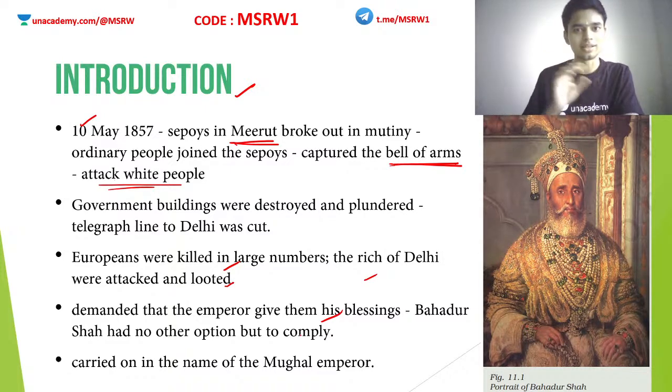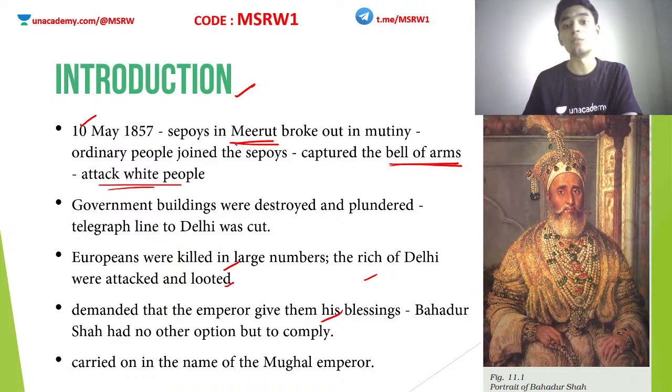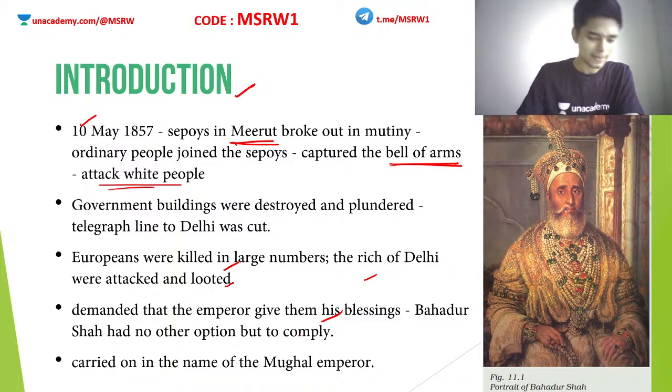It wasn't started by the Mughal rulers or their descendants at all. It was started by the Sepoys in Meerut. Later on, more of the public joined this revolt. But eventually, the Mughals had to take up the leadership of this revolt because of popular pressure, the pressure put on them by the public. So this is the very brief overview of how this revolt began. We have to study this in more detail. Don't worry, I will look into that.